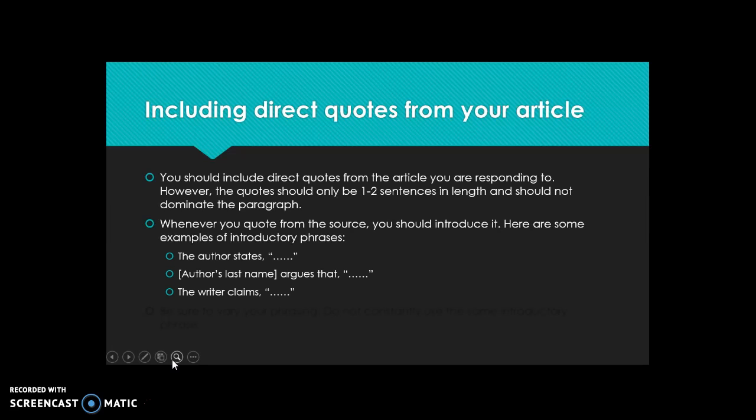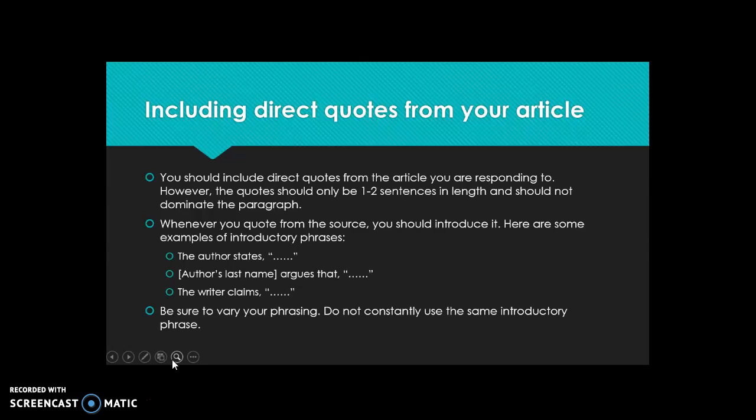So you could start out with something like, the author states, and then give the quote. You can use the author's last name and say, so-and-so argues that, give the quote. The writer claims. Basically, any of those are acceptable. The one thing is that you want to be sure that you're varying your phrasing. Don't consistently use the same introductory phrase. It gets repetitive, and it's going to kind of jar your reader if you keep using the same thing over and over again.